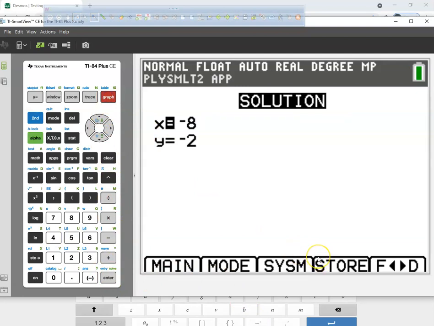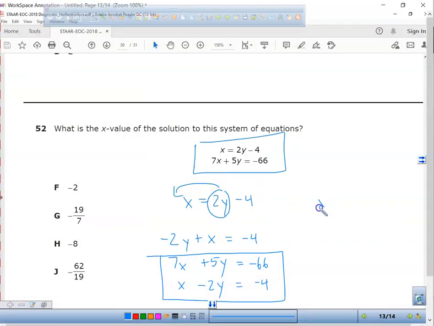What's your x value? -8. What's your y value? -2. So my x value was -8. My y value was -2. It says, what's the x value? -8. All right. So tomorrow I'm going to show you how to do this by hand, and we'll finish it up. We have only 2 more questions to go. Have a good day.